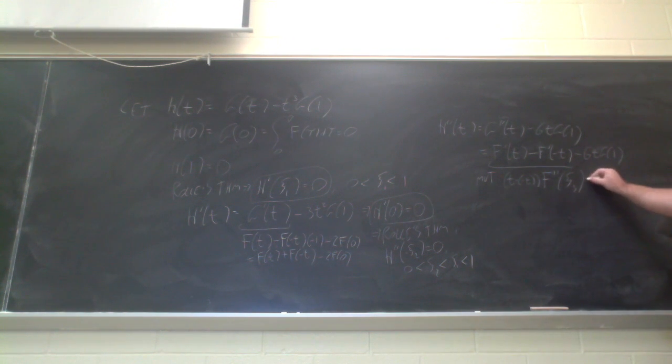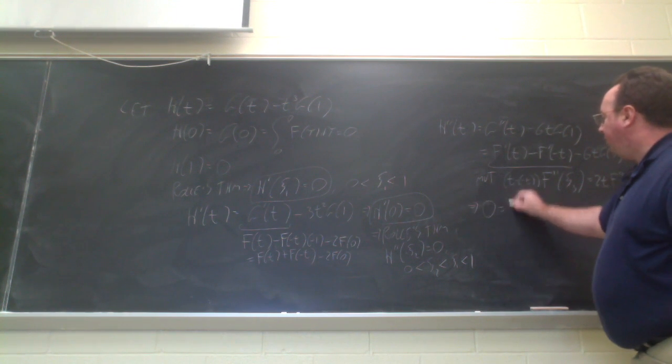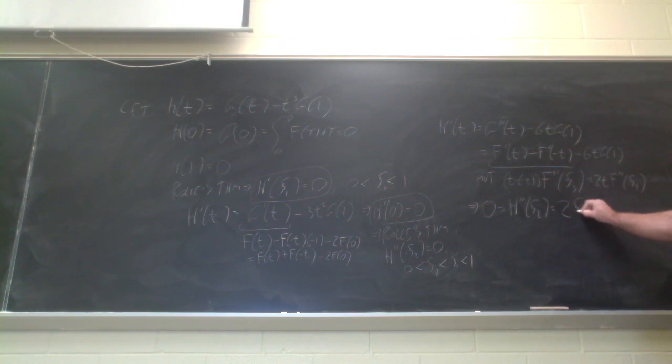So I can simplify this. This is equal to 2t f double prime of squiggly 3. But the thing is, h double prime is equal to 0 at a certain point. So 0, which is h double prime of squiggly 2, is equal to 2 squiggly 2 f double prime of squiggly 3 minus 6 squiggly 2 g of 1. I can't do my squigglies anymore because I'm too tired. Okay. All right.